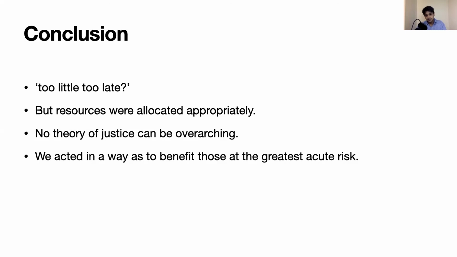But despite sometimes there being poor implementation, it should not take away from the fact that decisions on resource allocation were appropriate and were often similar to many approaches taken around the globe. So it's important to realize again that no overarching theory of justice can be moral in every situation, as Hector said. However, the approach taken was done in a moral and humane way to benefit those at the greatest acute risk. So thank you very much for listening.